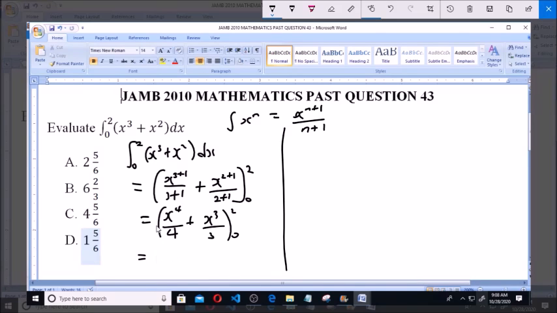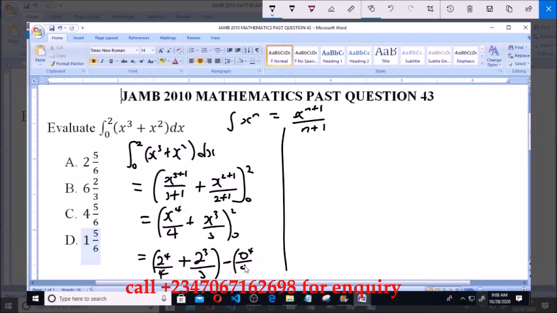Now what we'll do is represent the value of x to be 2 and also the value of x to be 0. That is, we'll have something like this: when x equals 2, 2 raised to the power of 4 all over 4 plus 2 raised to the power of 3 all over 3. Now minus, when x is 0, 0 raised to the power of 4 all over 4 plus 0 raised to the power of 3 all over 3.